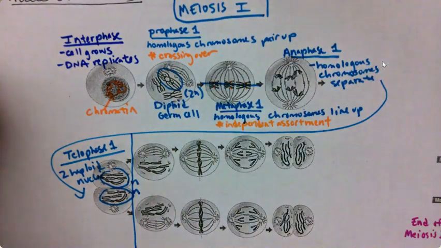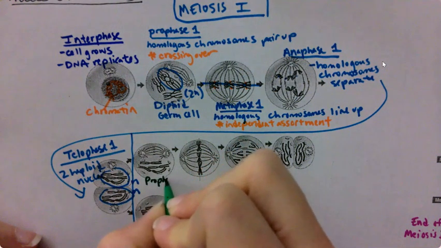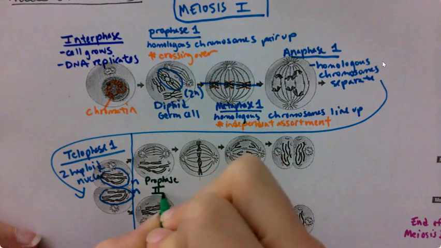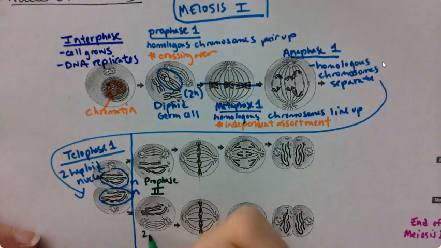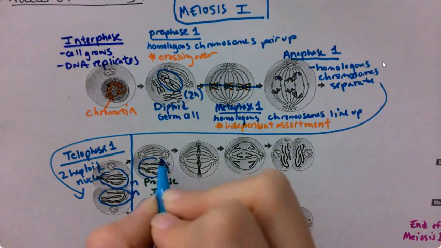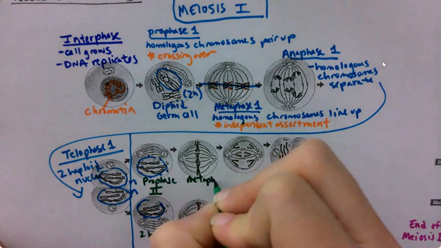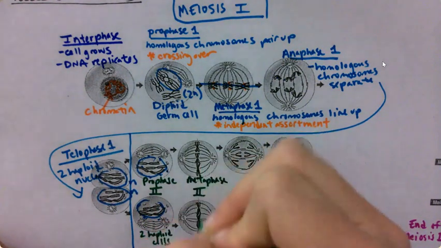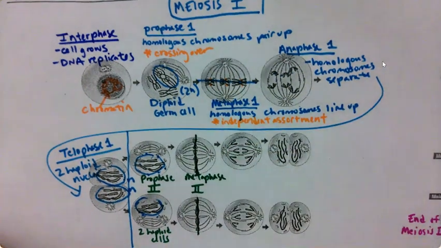And then we get to meiosis 2, which I'll do in a different color. In meiosis 2, we have prophase 2, where you can see we start with 2 haploid cells. You can see their nuclei have half the number of chromosomes as the original cell. The nuclei start to break up. And then metaphase 2 is these 2 cells right here. You can see the chromosomes line up in the middle of the cell. This looks a lot like mitosis.